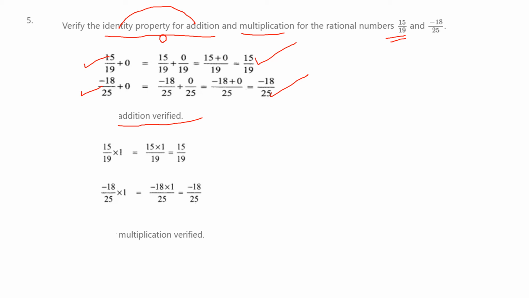satisfied. Next, identity property for multiplication means that is 1. If you multiply any number with 1, we get the same number, that is multiplication. So here also 15 by 19 into 1, we get 15 by 19. Minus 18 by 25 into 1, minus 18 by 25. Therefore multiplication also true, it is verified.